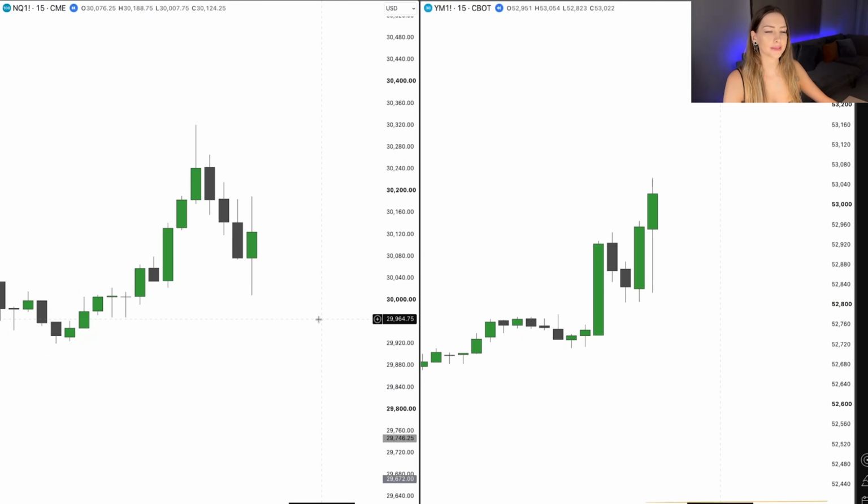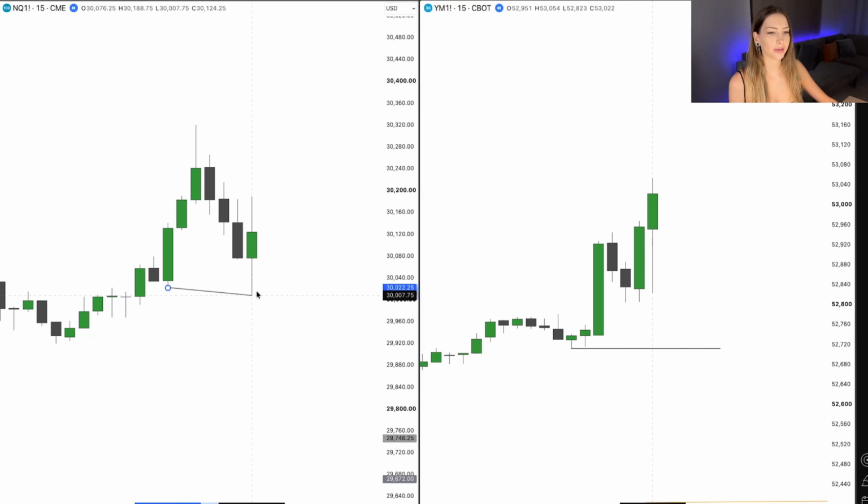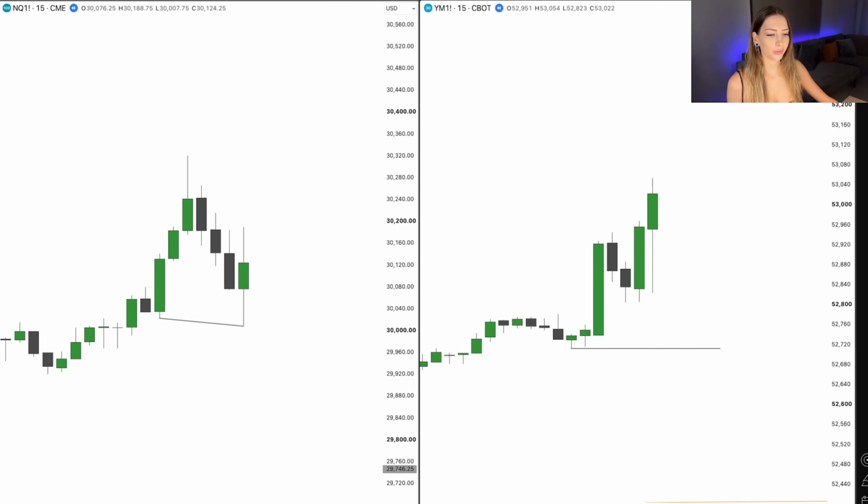Now let's look at this example. We are still on NQ and YM. What we can notice here is that this low has been taken by NQ, and the same low, which is this one, has not been taken by YM. So what do we have here? We have an SMT. What else do we see? We have the swing formation, candle 1, candle 2, so we can trade the expansion of candle 3.